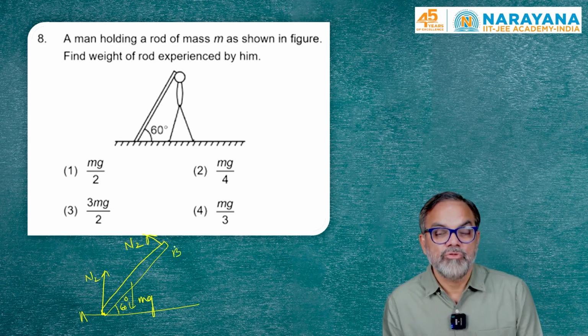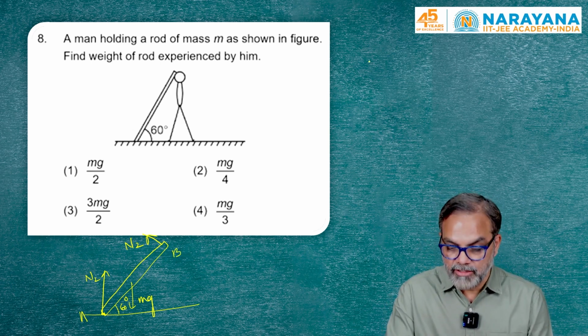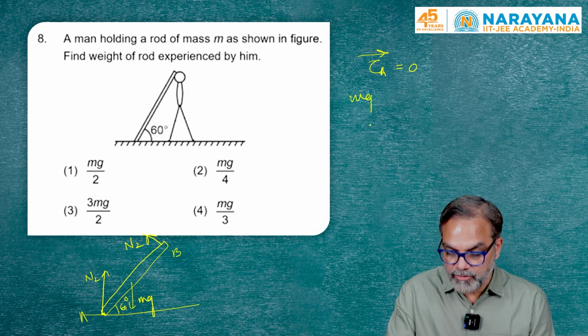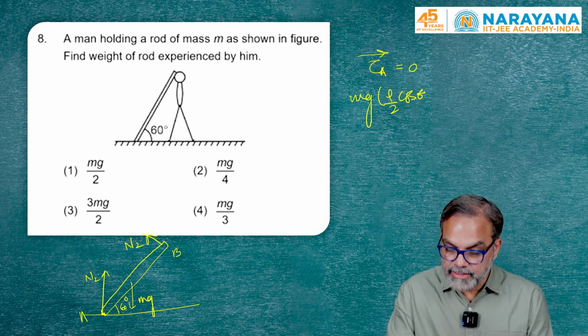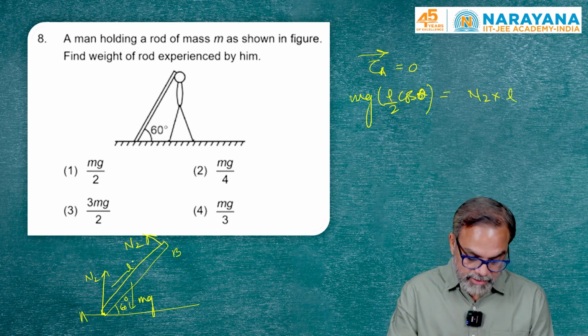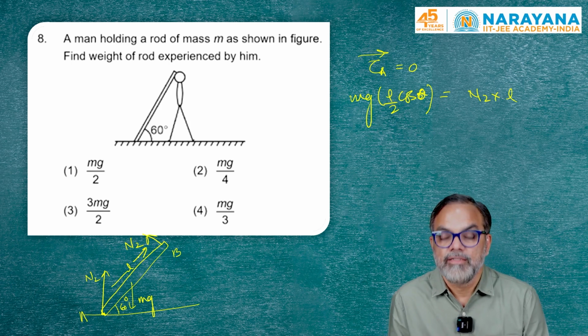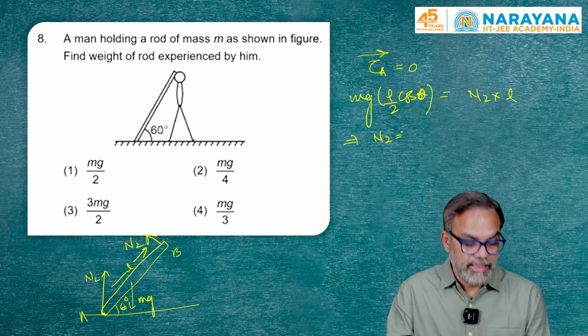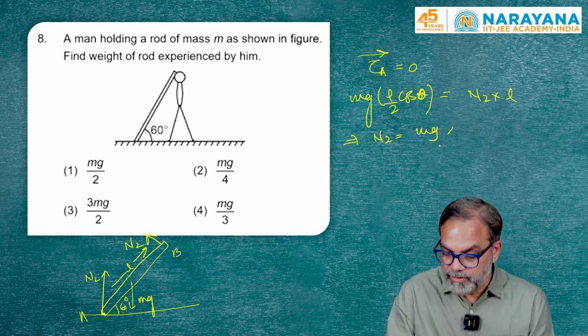As I want N2, it makes sense to balance torque about A equal to 0. If we balance torque about it, it will be torque due to gravity, which is mg into L by 2 cos theta, which is cos 60, and this will be N2 into L. L is the length of this rod. From here we can simplify, we can get the value of N2, which is mg by 4.